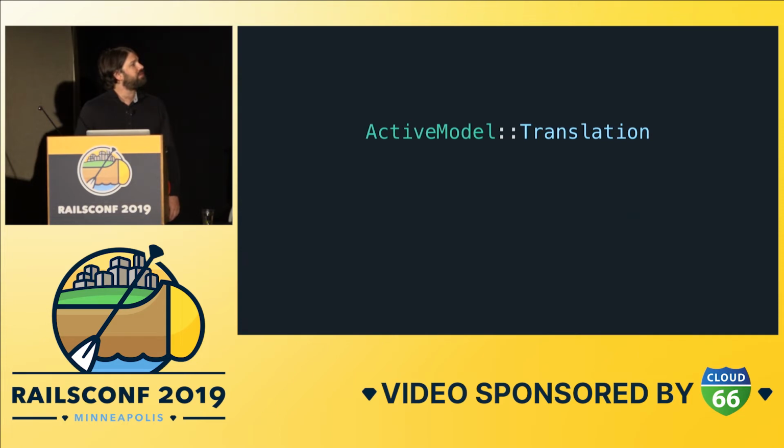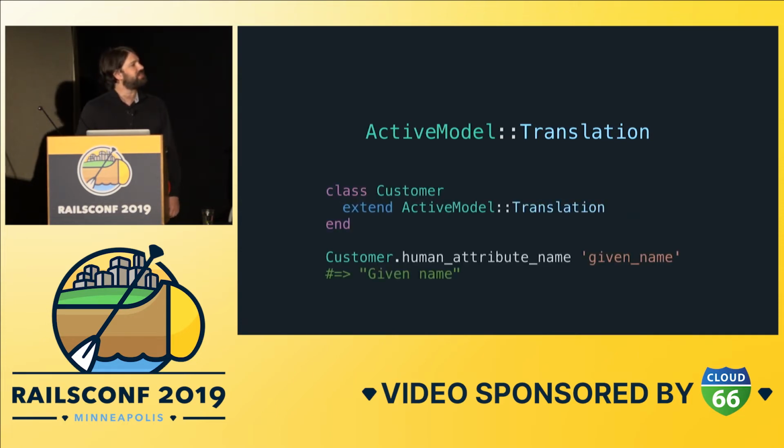So one other helper that you get from ActiveModel::Model is the translations module, which you can extend as well. And it gives you human_attribute_name, which is similar to the naming module, except it's for attributes instead of for the module. Again, this is really about internationalization.